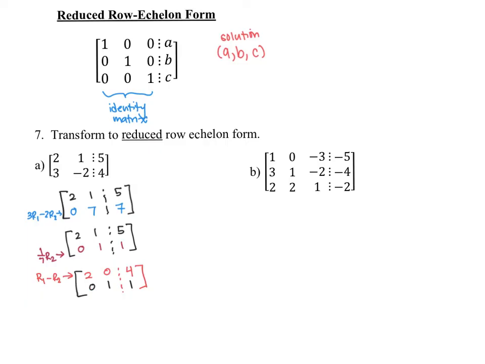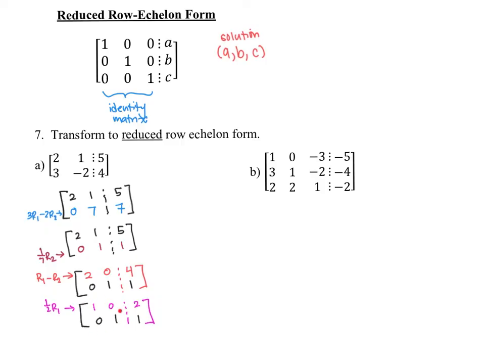I have a 0 here and a 0 here. I want ones along the diagonals. I already have a 1 here. I need another 1 here. So I just have to divide the first row by 2. 1, 0, 2. And then the second row already had the leading 1. Okay, so now this is in reduced row echelon form.